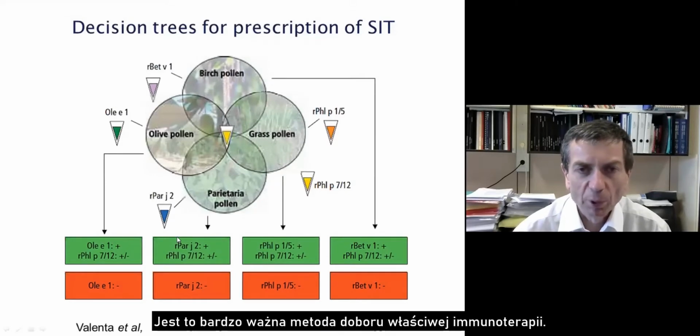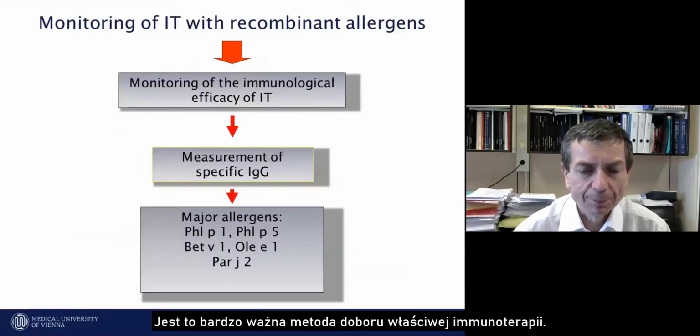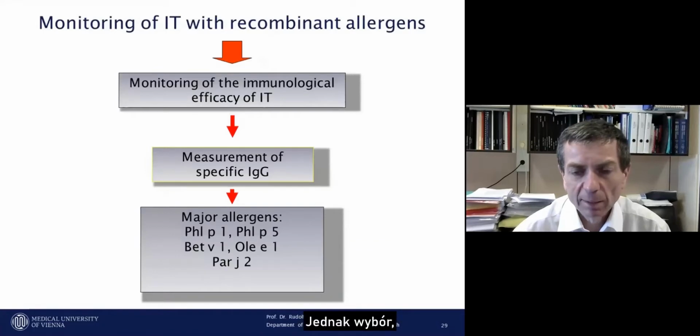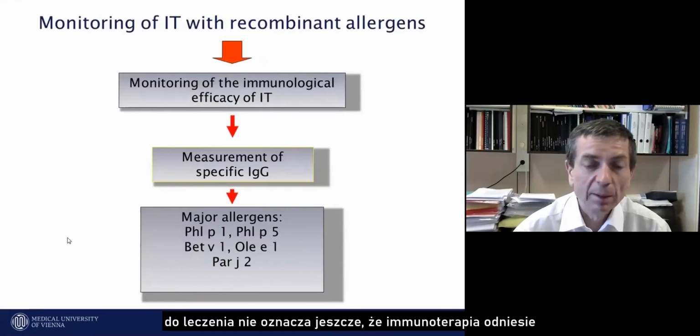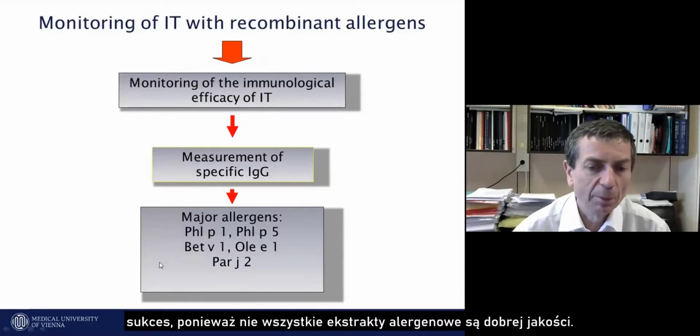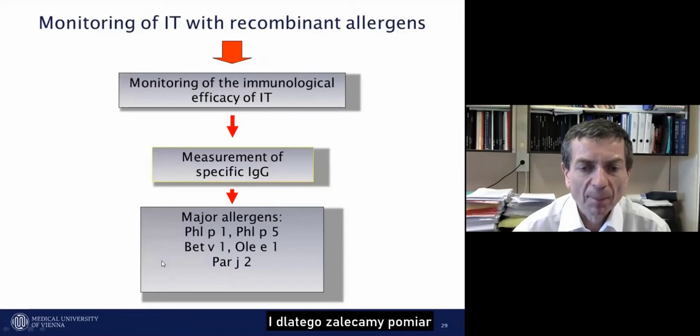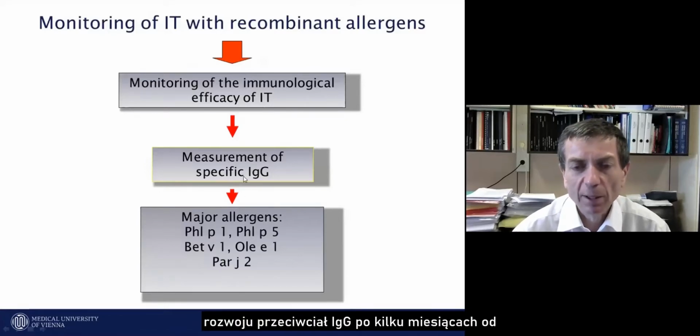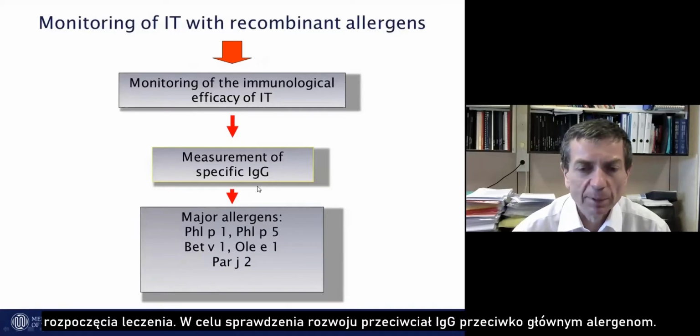So it's a very important way to properly select the immunotherapy. However, having selected the right patients for the treatment does not yet mean that you will be successful with immunotherapy, because not all of the allergen extracts have a good quality. And this is why we recommend to measure the development of IgG antibodies a few months after starting the treatment, for testing the development of IgG against major allergens.